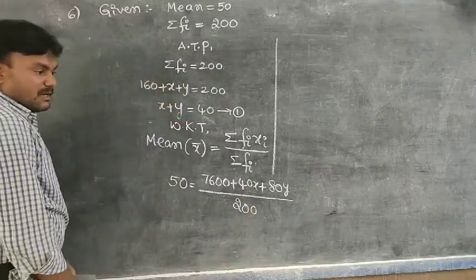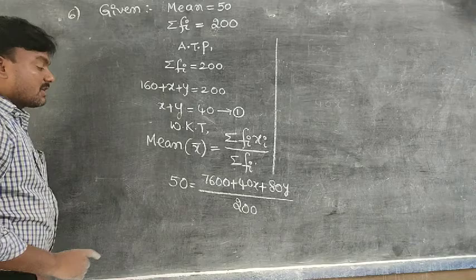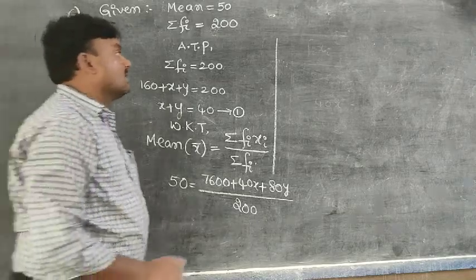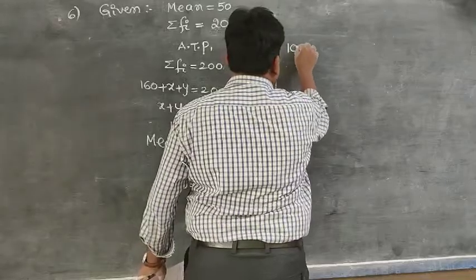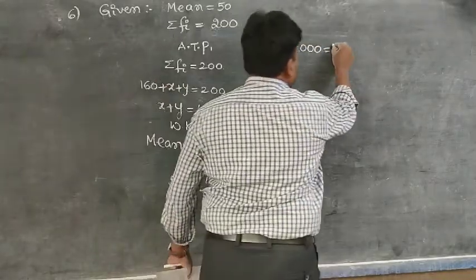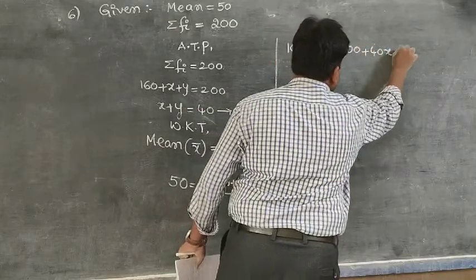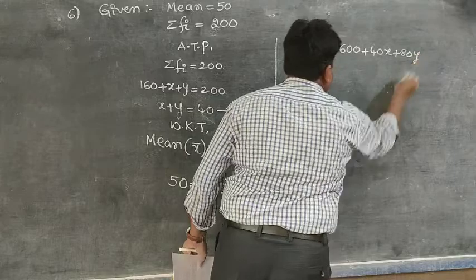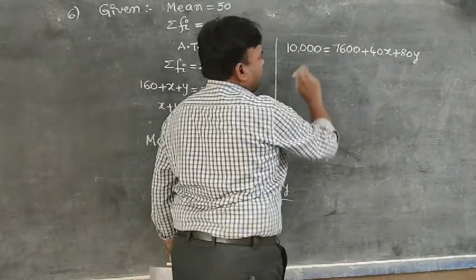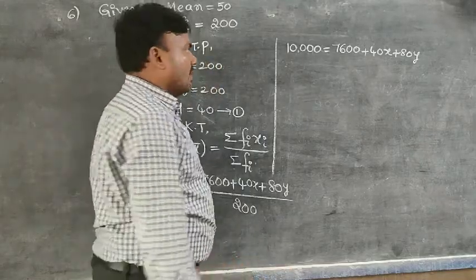Yes, go for cross multiplication. 200 into 50, how much is the product value, students? Nothing but 10,000. 10,000 equal to 7,600 plus 40x plus 80y. Constant value take to the left side. Then 10,000 minus 7,600 equal to nothing but 2,400.